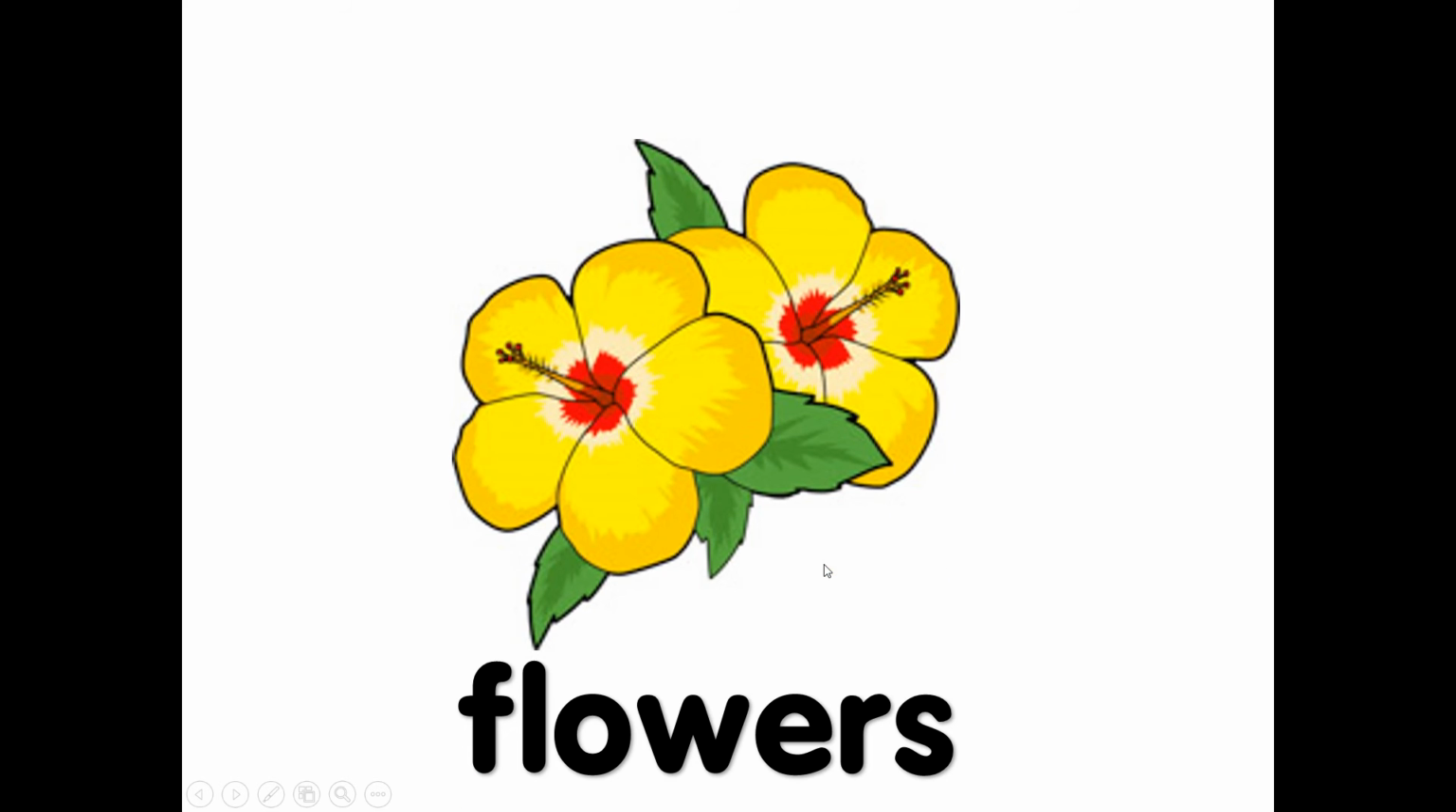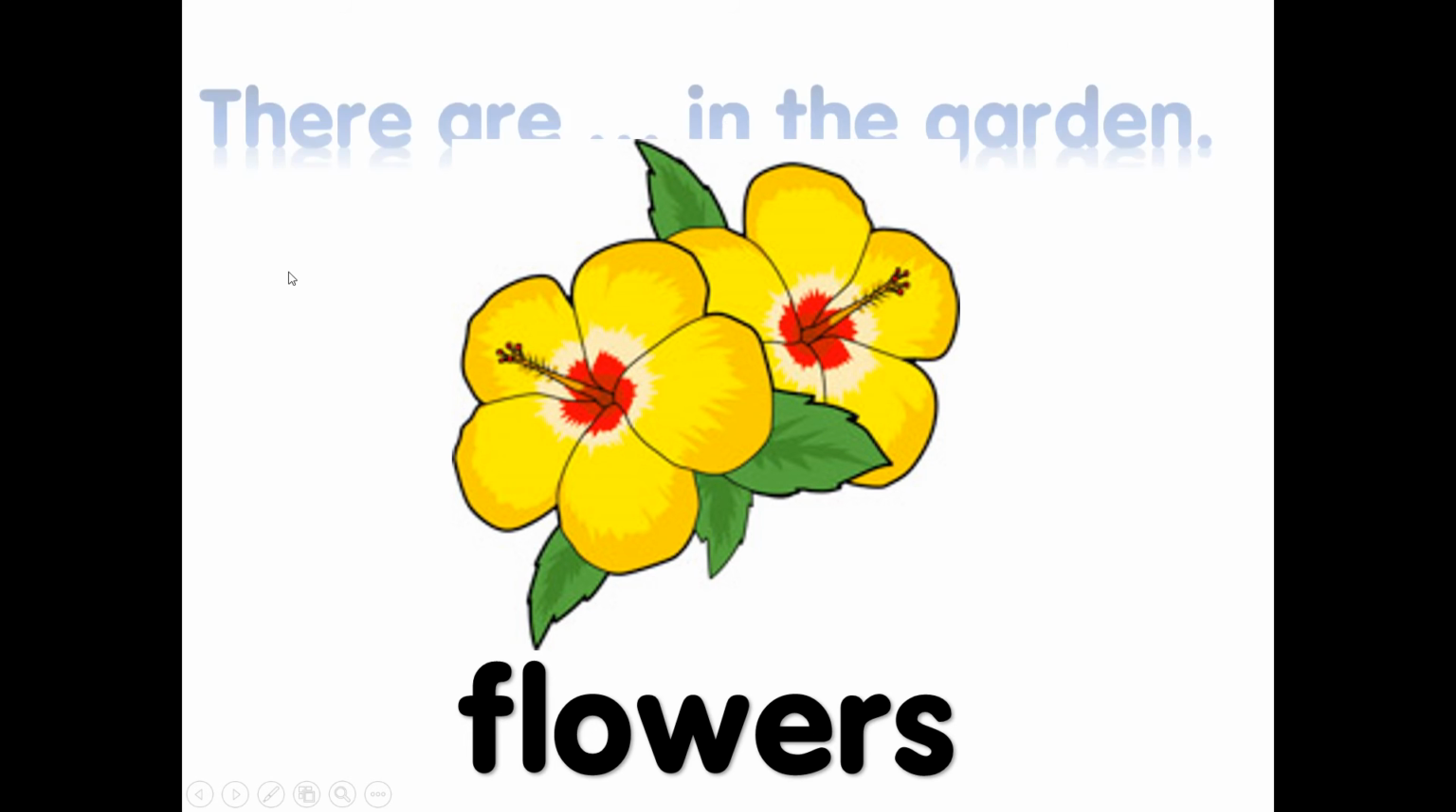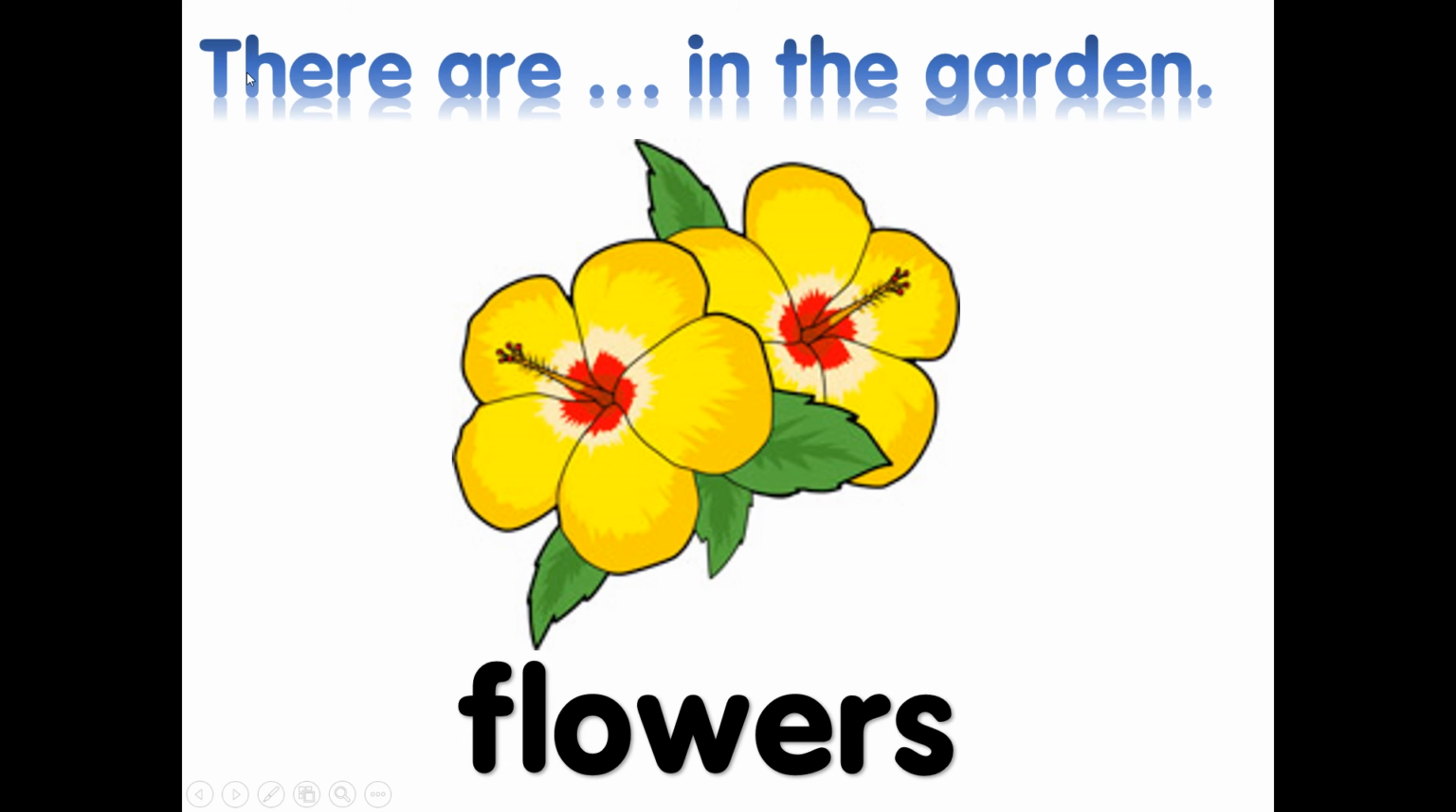These are flowers. Flowers. How to spell? Flowers. Flowers. What are flowers? 花朵. Okay, these are flowers. How to spell? Flowers. Flowers. Let's read the whole sentence. There are flowers in the garden.